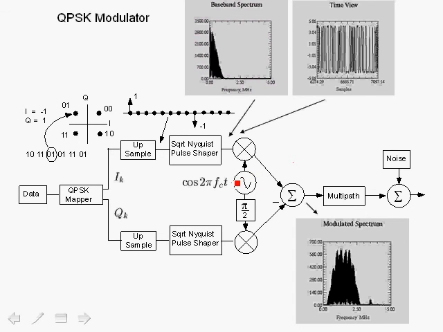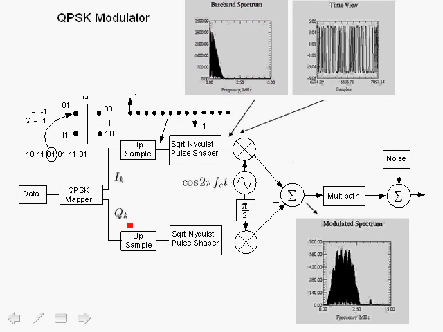Here we have the modulator. Our intention is to modulate this baseband signal up to a carrier frequency of F sub c. So we have the oscillator and we have the mixer, the multiplier. So at this point we have actually modulated the signal up to the carrier frequency F sub c.